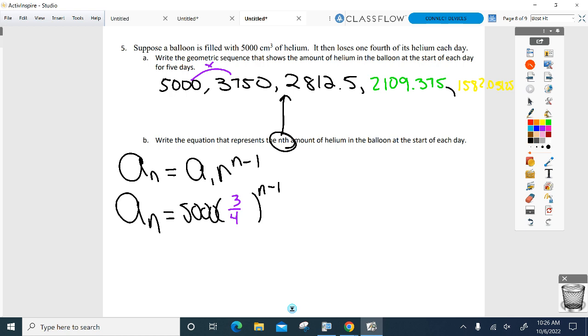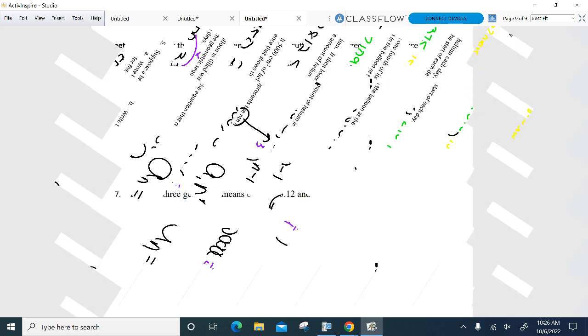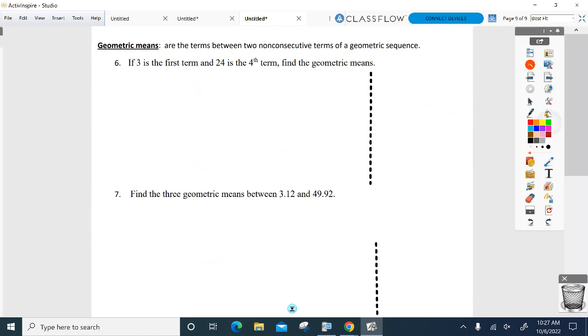Anything else? Okay, last thing, and we did this for arithmetic. Remember doing this for arithmetic? I got 26, blank, blank, blank, 55. Find the 3 terms in the middle. We can do the same thing now for geometric. But instead they're called geometric means, not arithmetic.